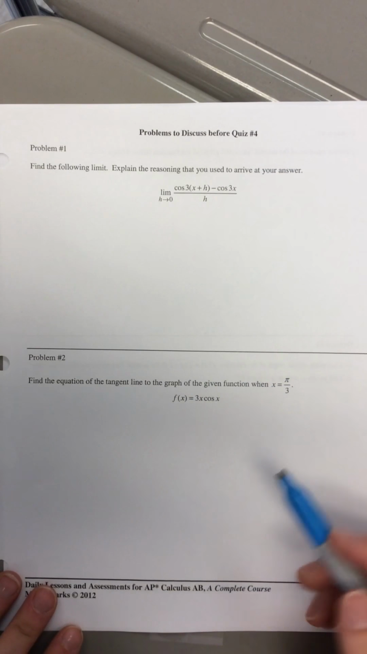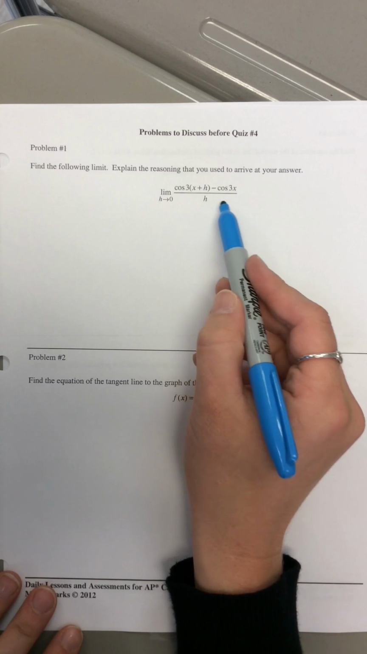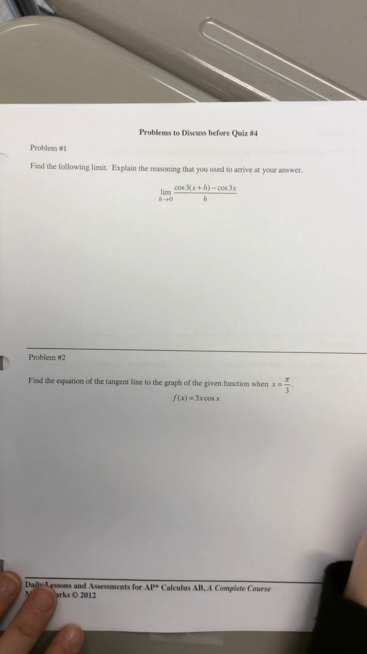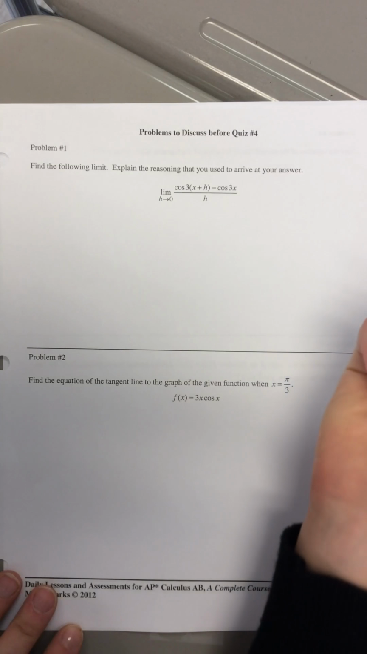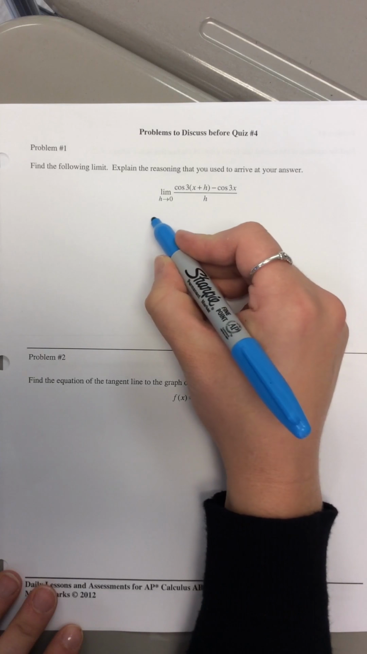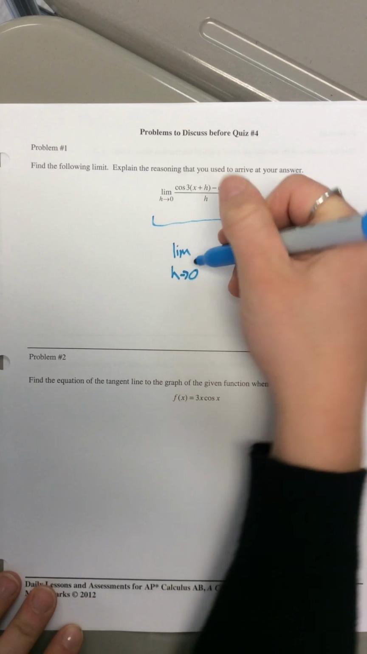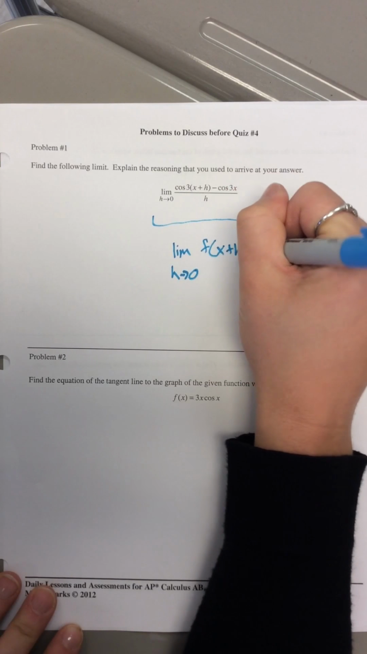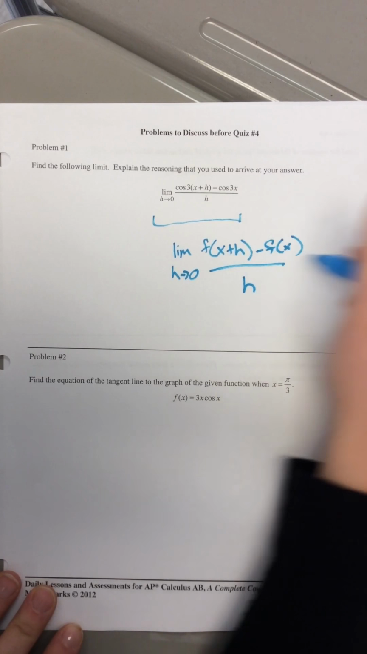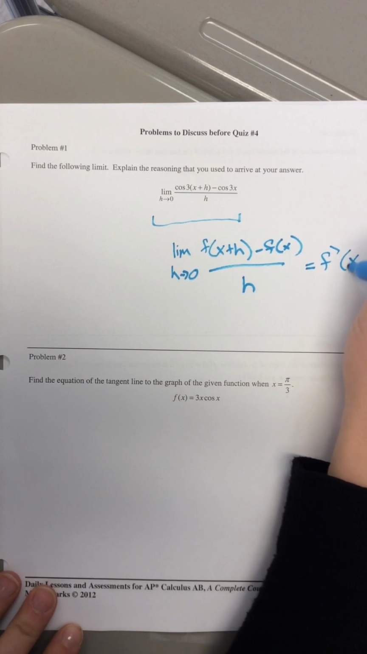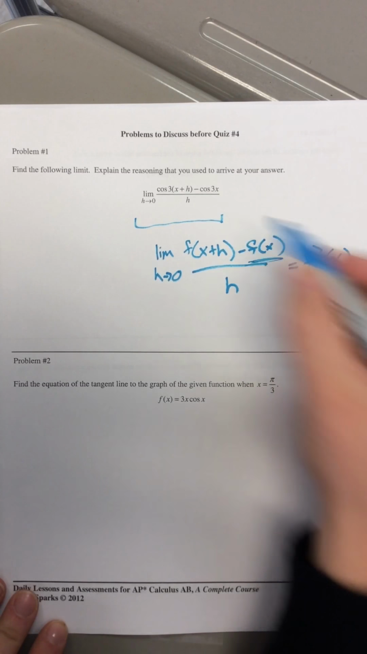Okay, for the first one, problem 1, find the following limit. We've got this limit as h approaches 0, and I see the cosine of 3(x plus h) minus cosine of 3x. Okay, so I see all of this, but what I really notice is the limit as h approaches 0 is going to be the same thing. Remember that thing from before, the limit as h approaches 0 of f of x plus h minus f of x over h? Your answer to this is the derivative of f of x, or f prime of x. So what I'm really looking at is f of x is right here.